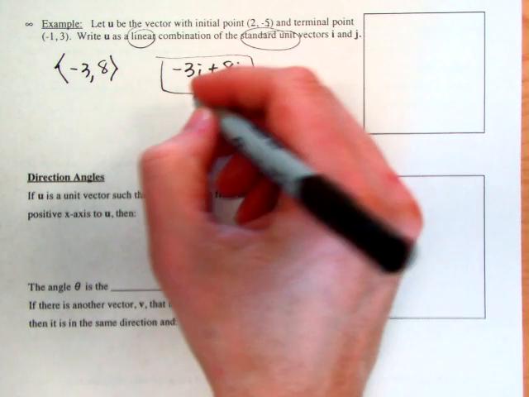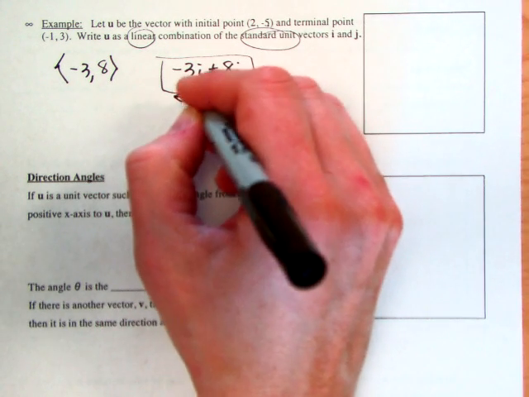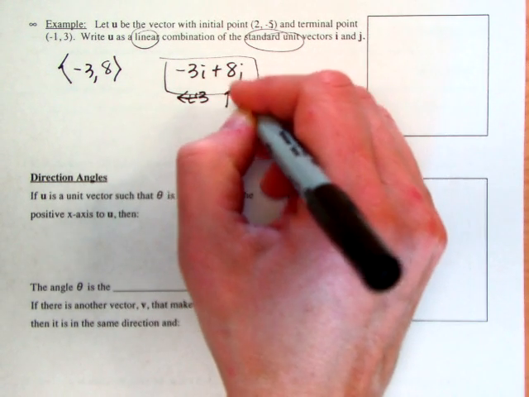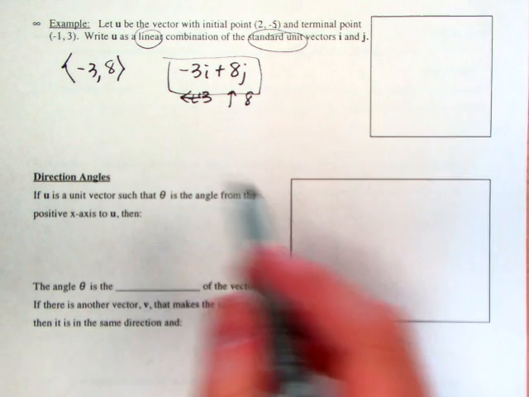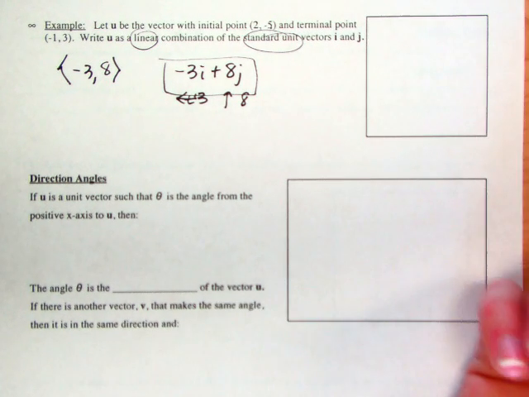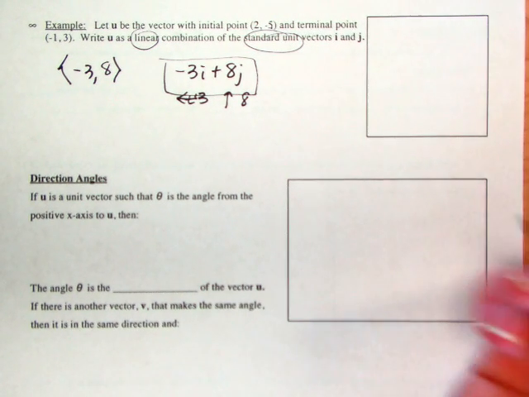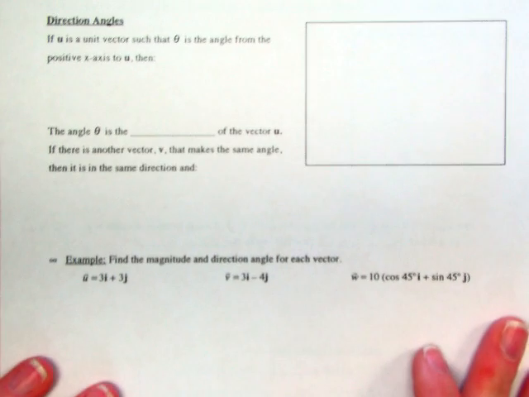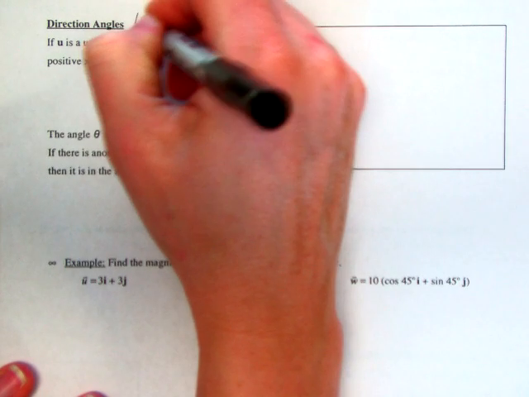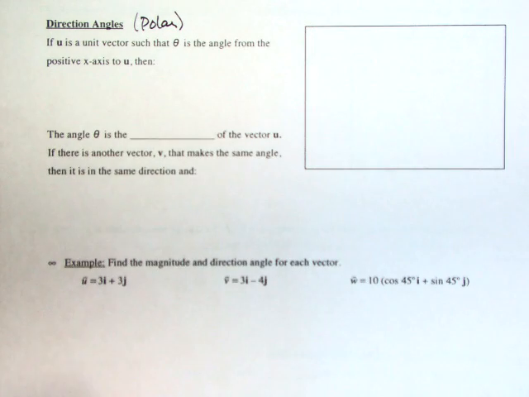And all this is telling you is that I went left 3, and that I went up 8. That's what it does. So it's a linear combination of some horizontal moves and some vertical moves. Next, direction angles. Very much like polar. If you remember that stuff from last week, they'll come back to haunt you.